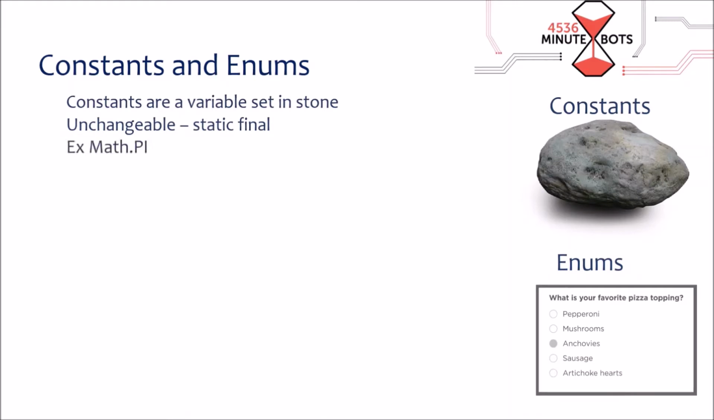A good example of a constant is found in the math class, and it is everybody's good friend, pi. Pi is never going to change, no matter how hard you try. It is therefore the perfect example of a constant.